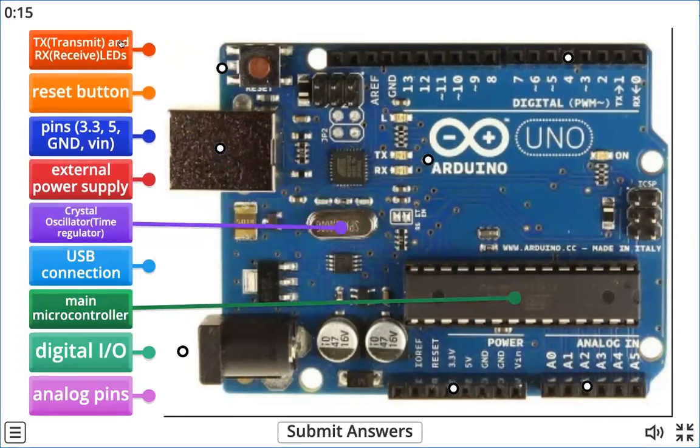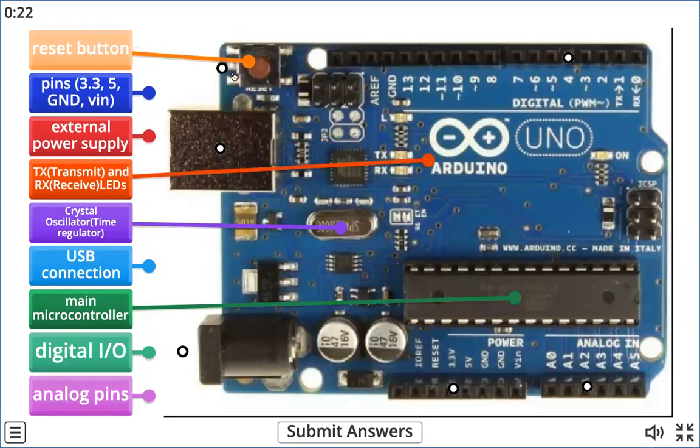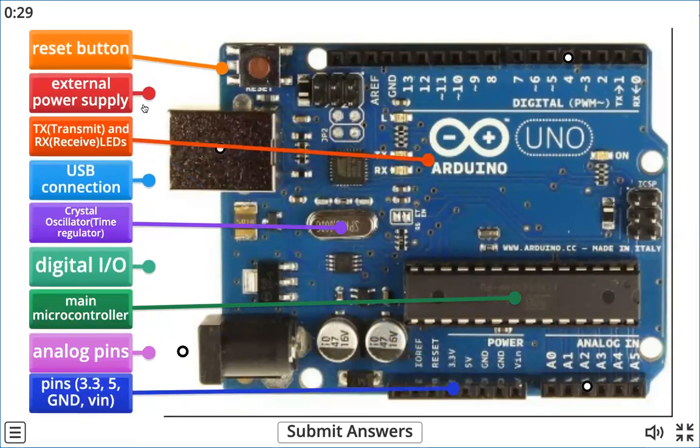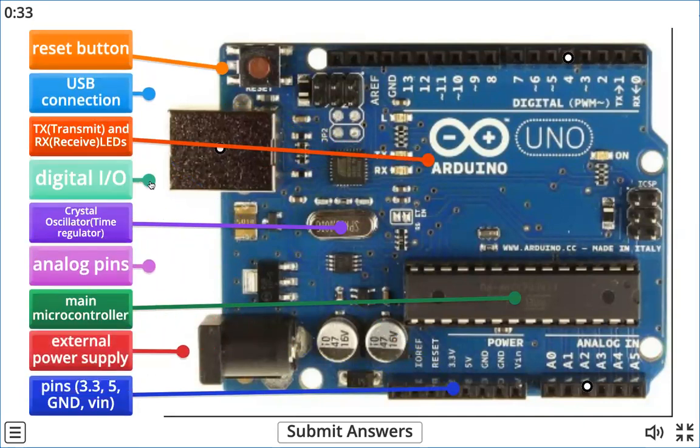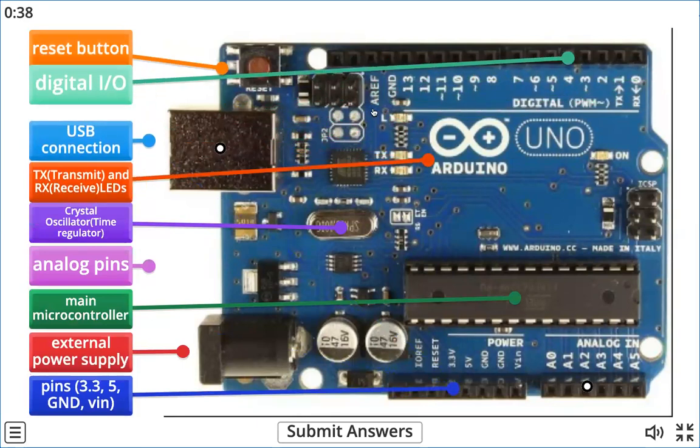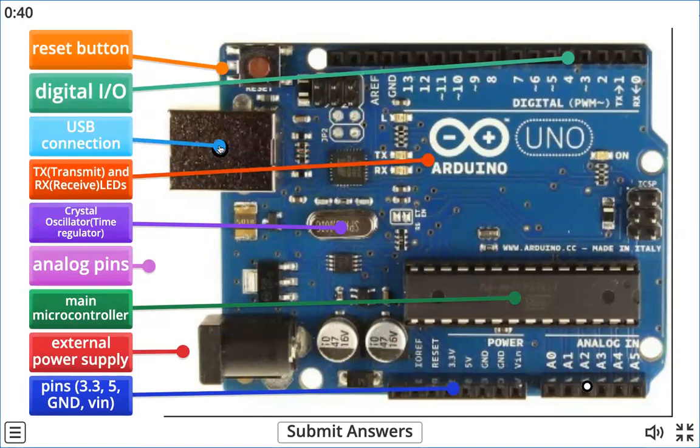I will tell it later. TX RX receiver LEDs. Here you can see the TX LED, RX LED. These two are LEDs. Reset button is here. Ground pin, 3 volt pin here, 3.3 volt, 5 volt, GND pins, and external power supply is here. This is to give external voltage. Digital input outputs here, digital 0 to digital 13, and ground is also there. Then USB connection is here, and analog pins are here. A0 to A5 are the analog pins.